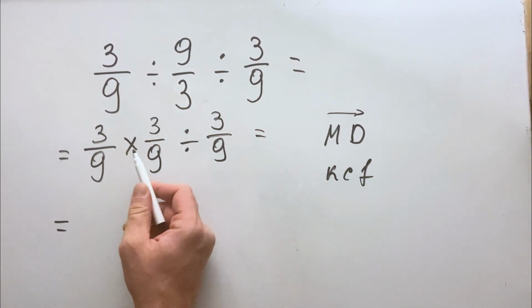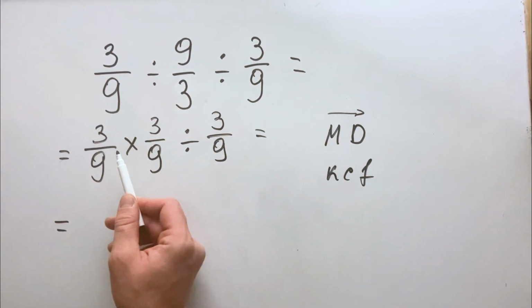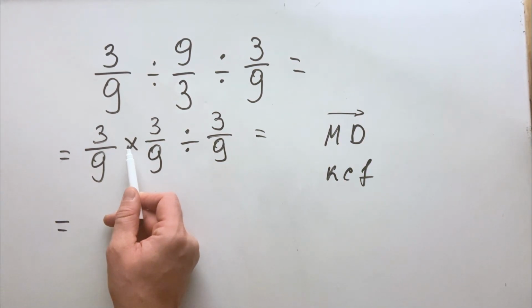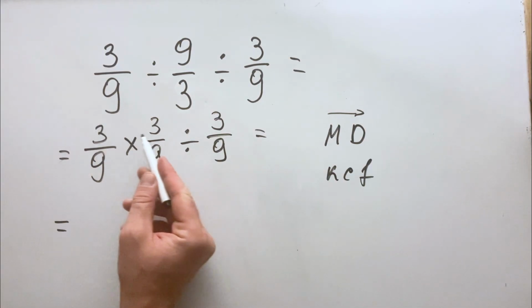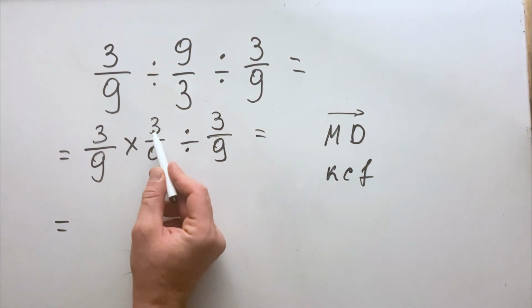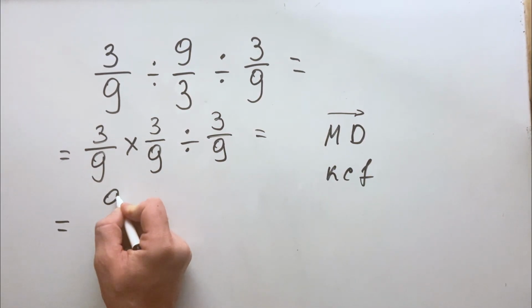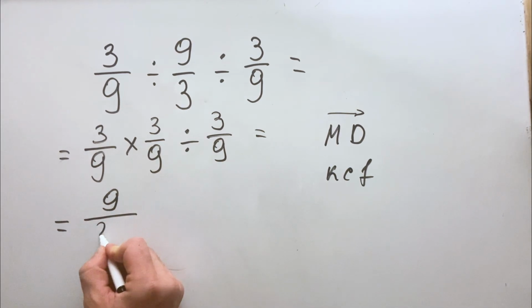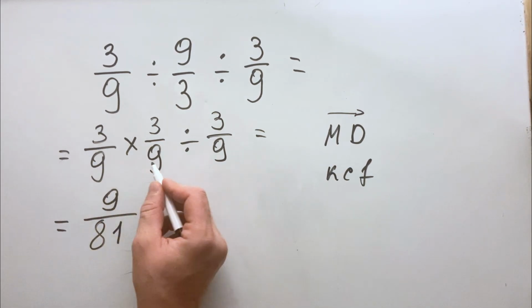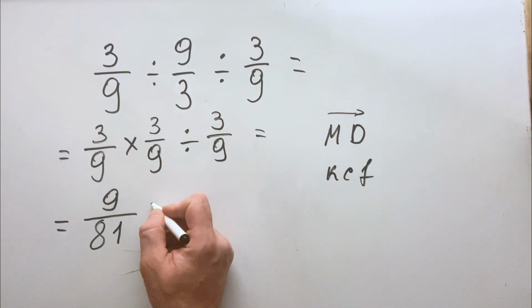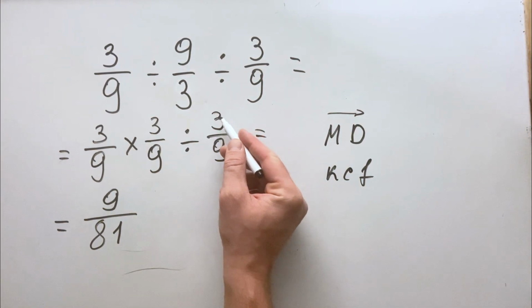Now what we can see here, again, we have multiplication and division, so basically we'll do the multiplication and then we'll do a division. What we have is 3 multiplied by 3, we have 9 over 9 multiplied by 9 is 81. And we have again a division, 3 over 9.